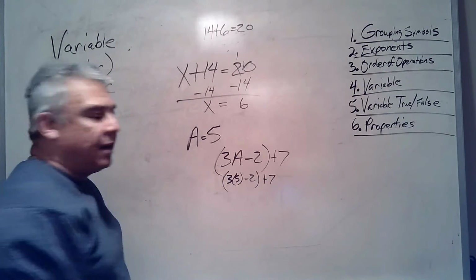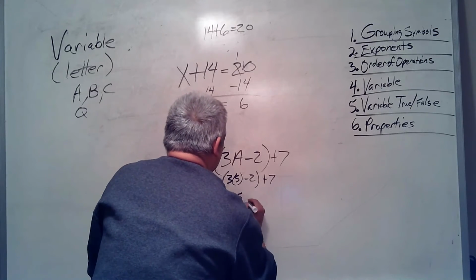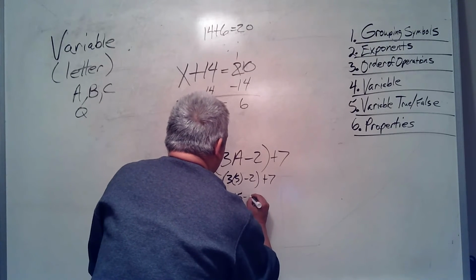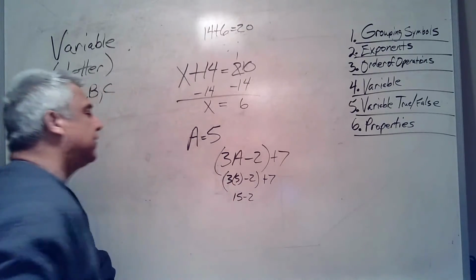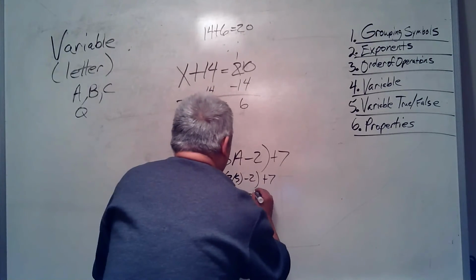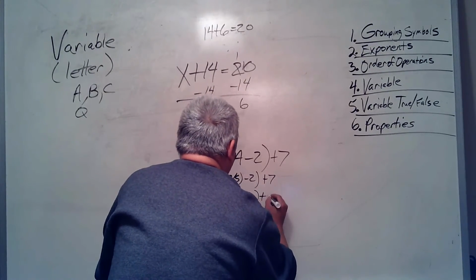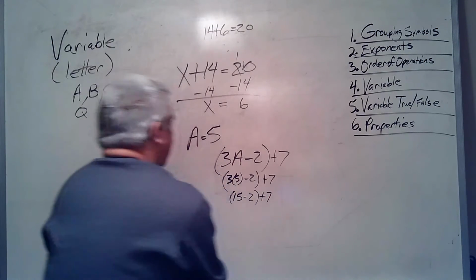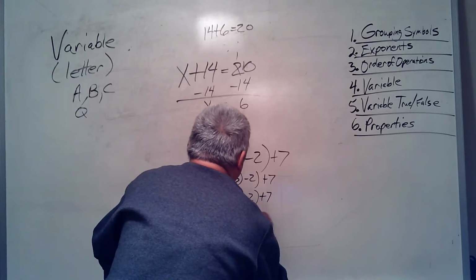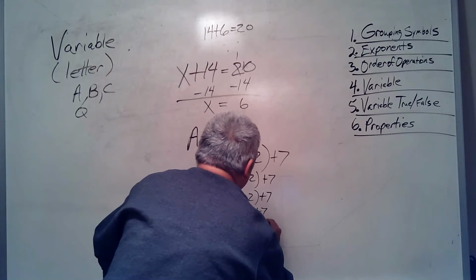3 times 5 is what? 15. Are you asking me? No, Mr. Nethercott. I'm telling you. All right, so 15 minus 2. What's that? Okay. 15 minus 2 is 13. 13 plus 7 equals 20.